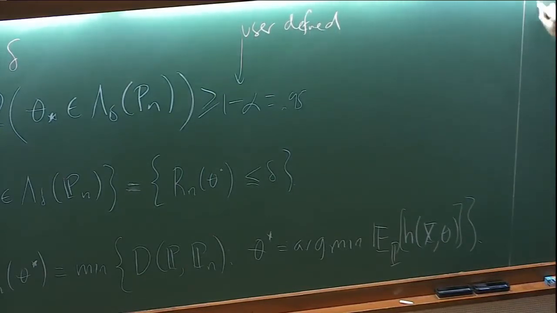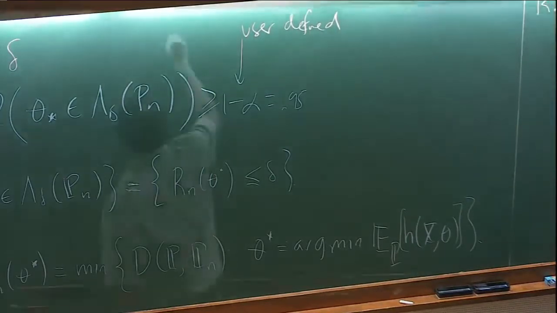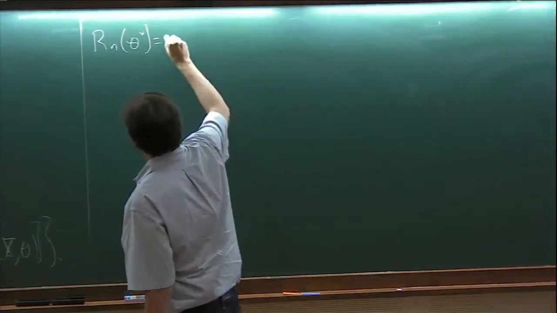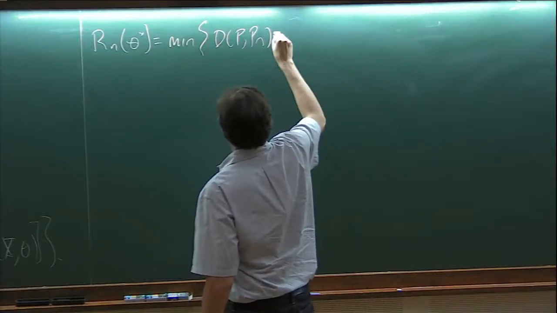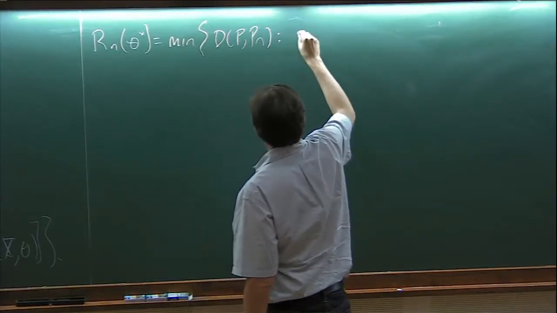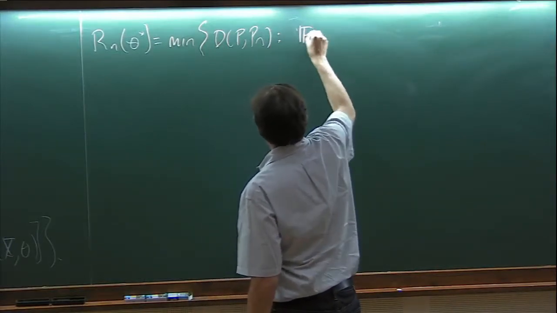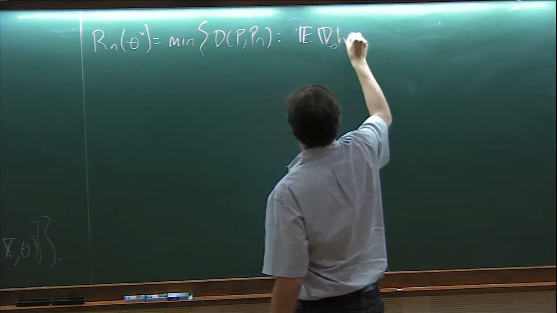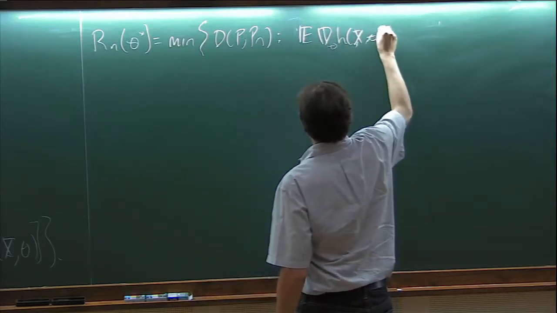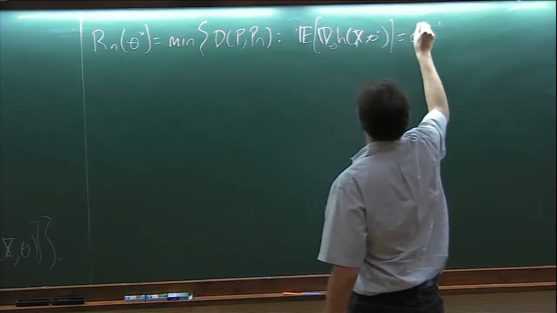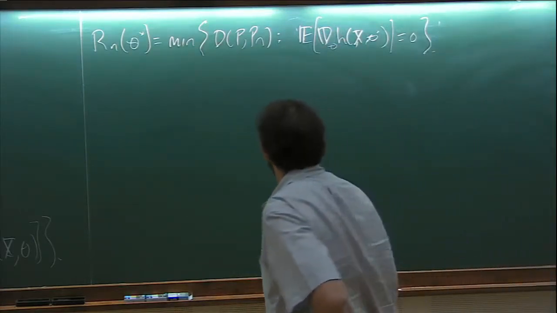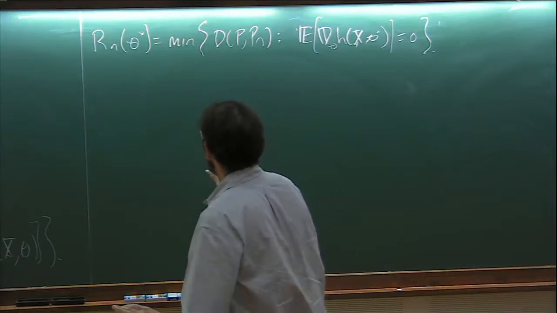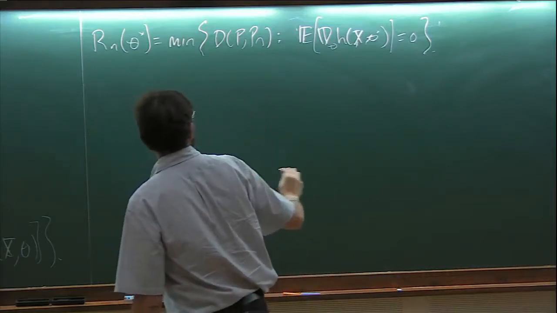So what I want is I'm going to rewrite this under convexity assumption. This is minimum dp Pn such that the expected value of the gradient with respect to theta, h(x, theta star), is equal to 0. Okay? So now I'm going to stop here and tell you what is really the point here.